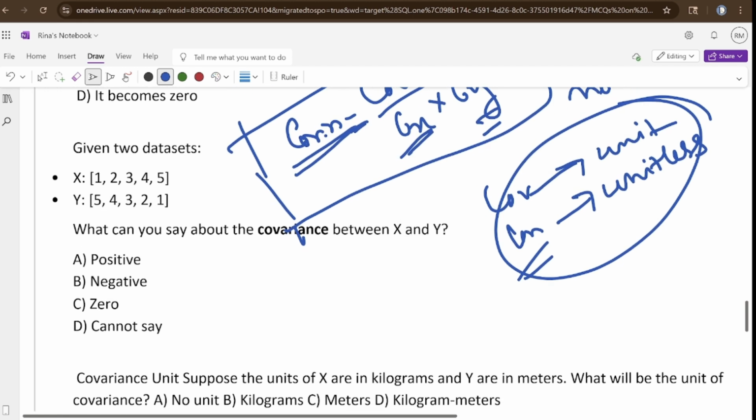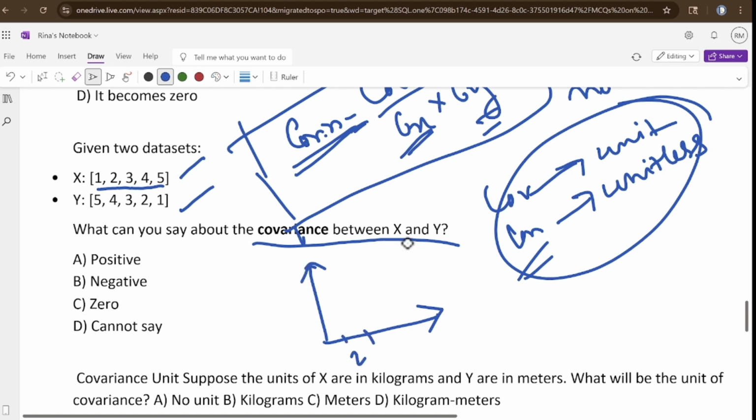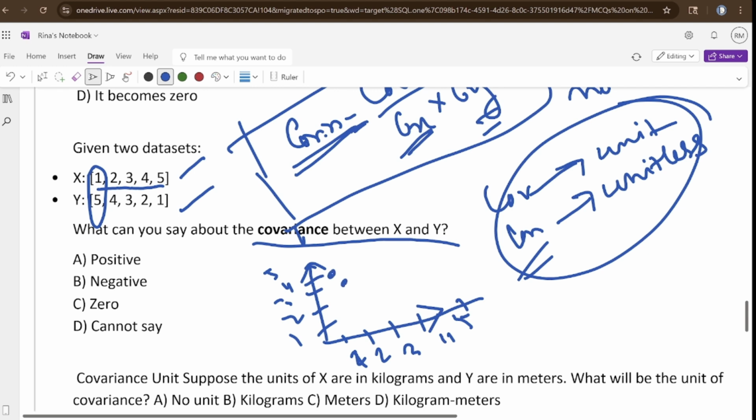Now, given two data sets, this is x, this is y. What can you say about the covariance between x and y? See, x is 1, 2, 3, 4, 5 and y is 5, 4, 3, 2, 1. Just plot it if you have confusion. For x1, y5; x2, y4; x3, y3; x4, y2; x5, y1. See, this way it is decreasing, so we can say the covariance is negative.